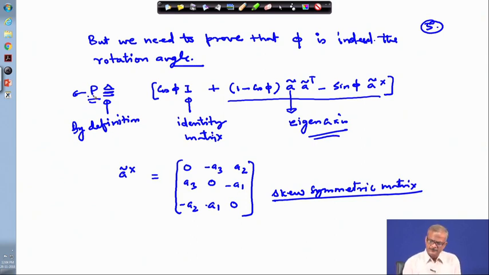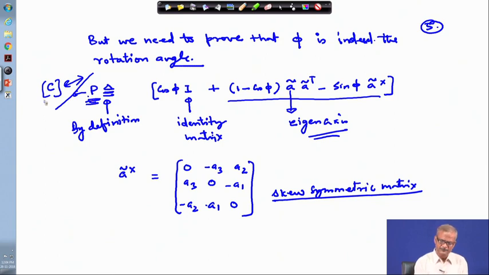So, another way you can look at it: if P is given, if your rotation matrix is given, how will you find phi, which is the rotation angle about the eigen axis, and the eigen axis itself? Another way of looking at the same problem: given this A tilde, which is the eigen axis, and rotation about that eigen axis by phi, get this matrix P. So, P is nothing but your C matrix that we have been representing. We will use this P notation right now, because first we need to prove that P is indeed the rotation matrix.